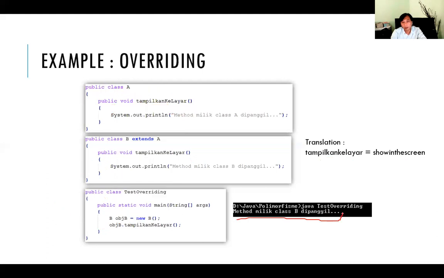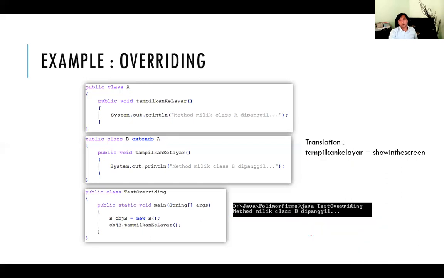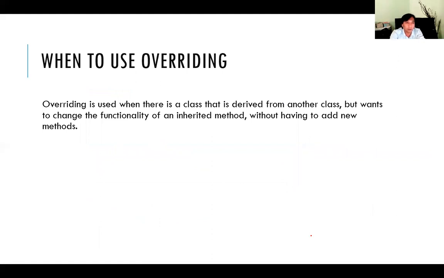This is the result of this application. This is the concept of overriding method. Overriding is used when there is a class that is derived from another class, but the class wants to change the functionality of the inherited method without having to add a new method name.